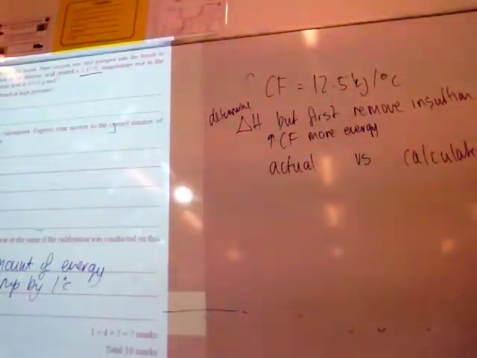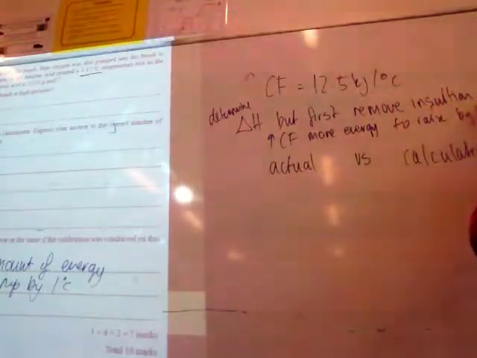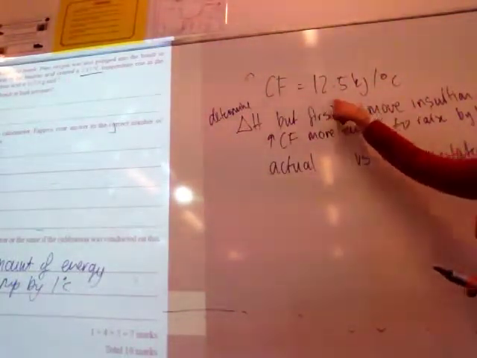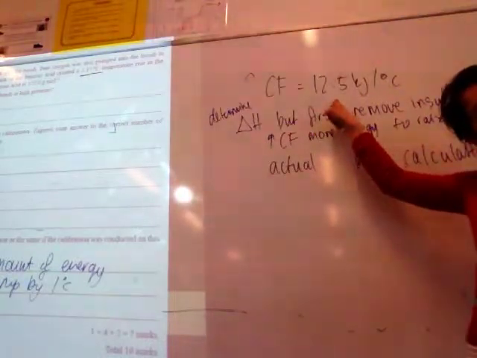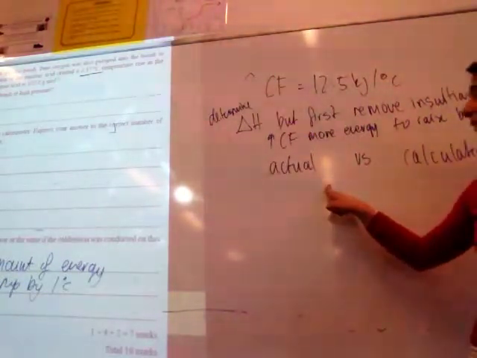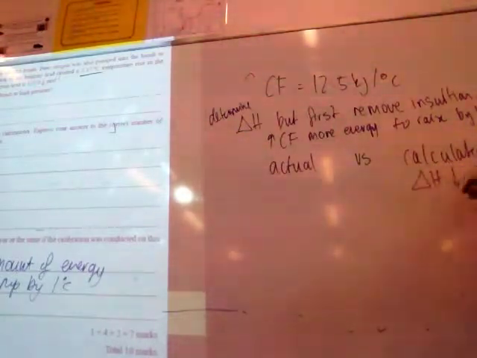That means more energy to raise by 1 degree Celsius, right? Let's say we put in a certain number of moles. We only raise it by 1 degree Celsius because it needs so much more energy now. But we calculate it as having released less energy. Actual stays the same. Delta H, lower.